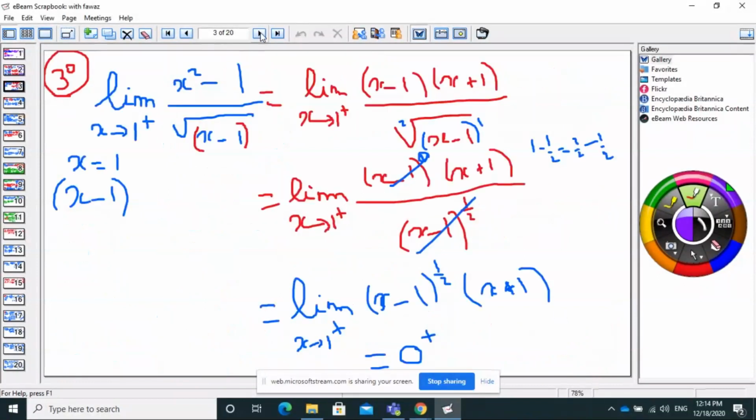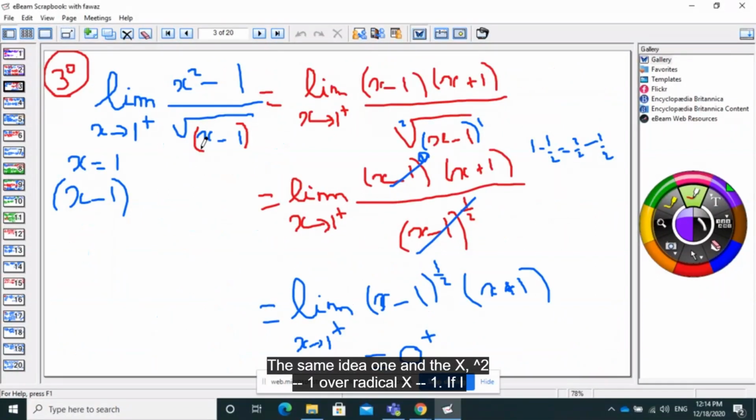3. The same idea. Here I have x squared minus 1 over radical x minus 1. If I replace x by 1, I will have 1 minus 1, 0 over radical 0, 0. So if I'm replacing by x equal 1 it gives me 0, meaning I'm sure that I have a factor x minus 1 up and down. I need to simplify it. If I want to factorize x squared minus 1, this is a squared minus b squared, which is x minus 1 times x plus 1.